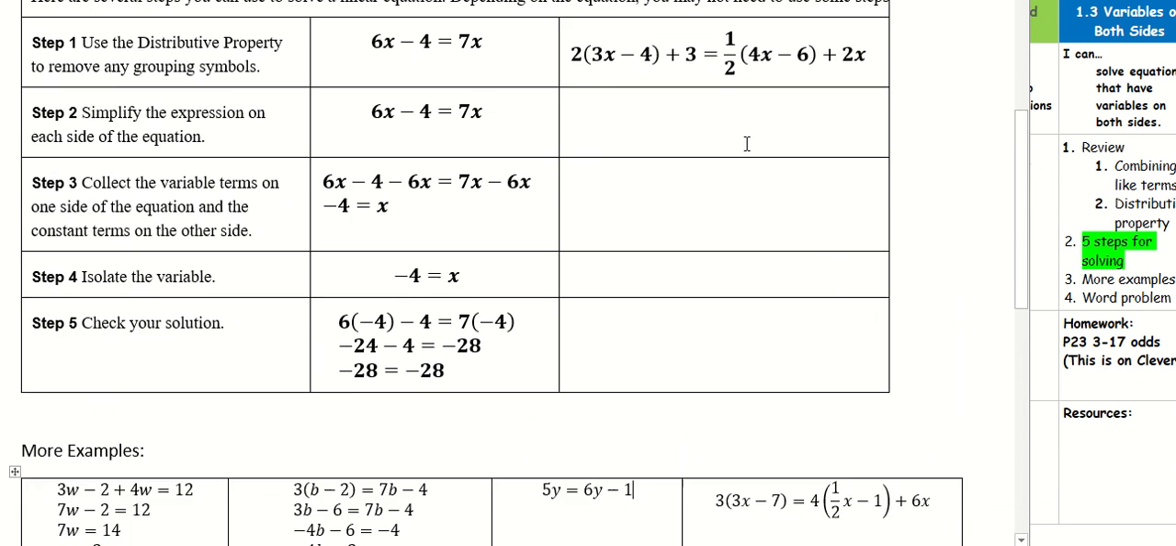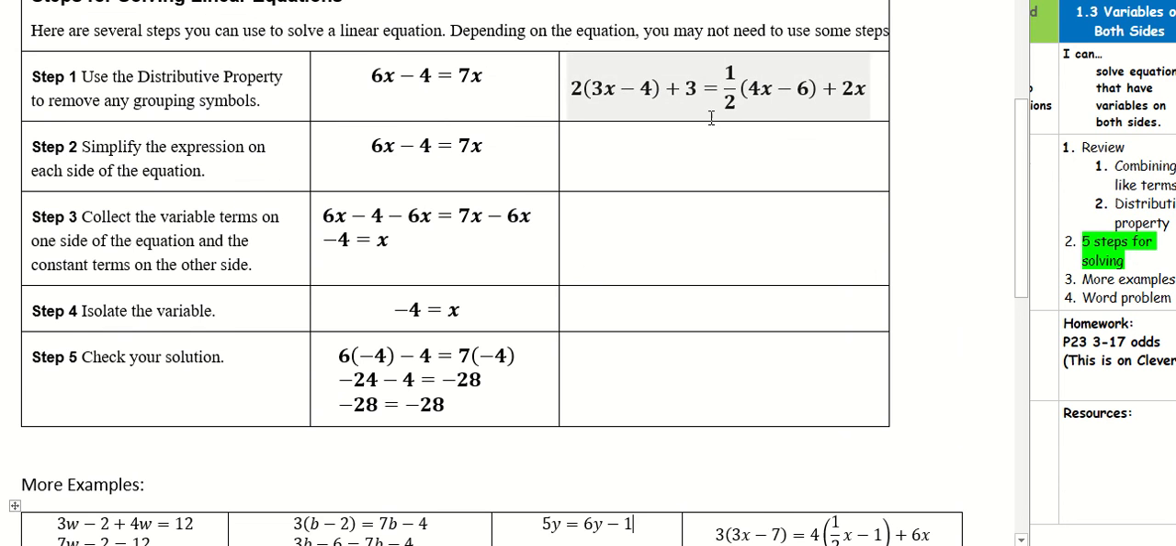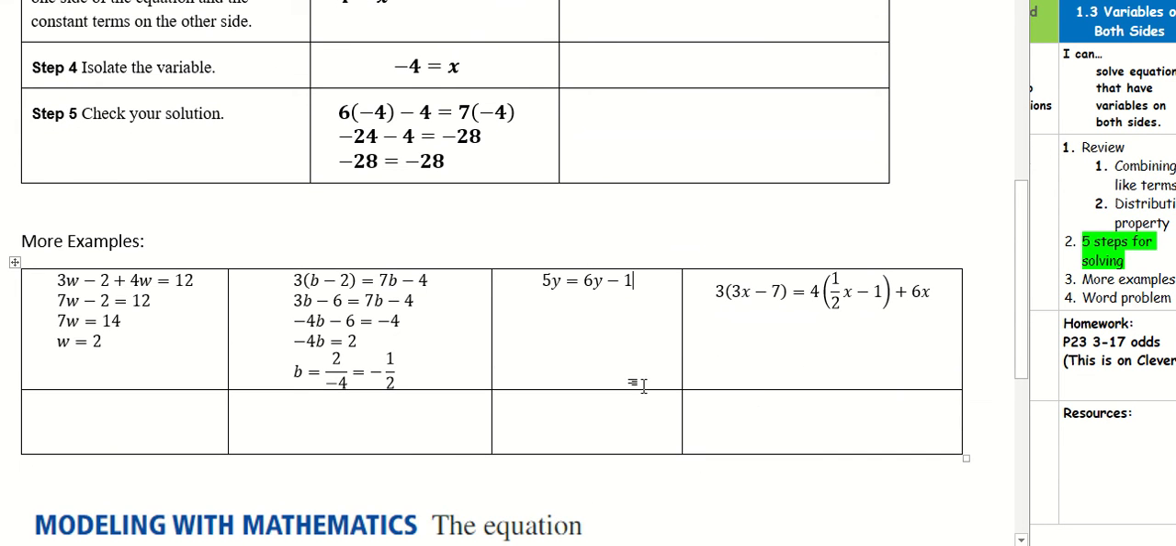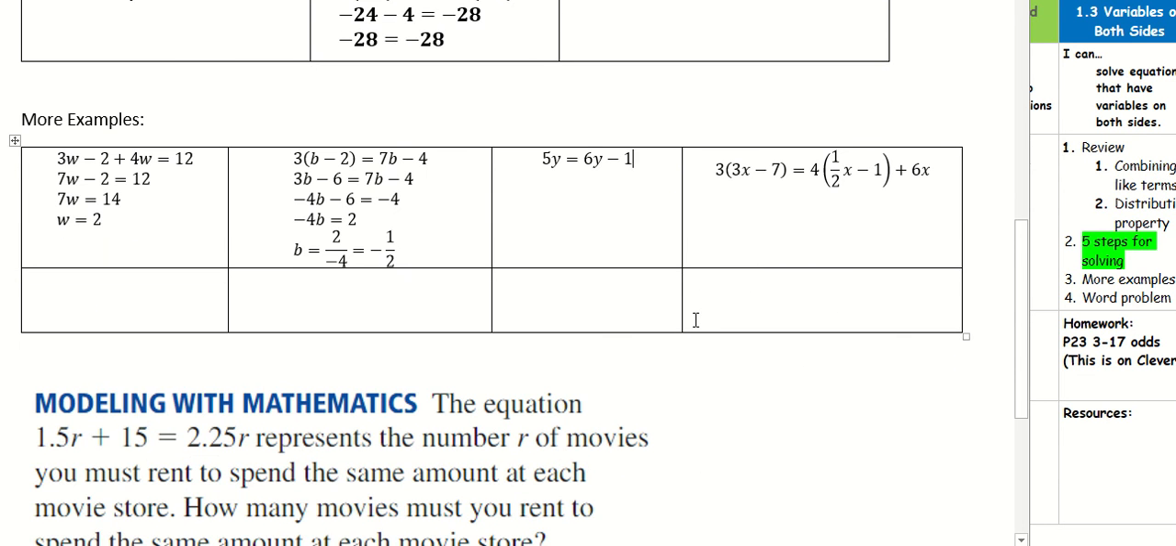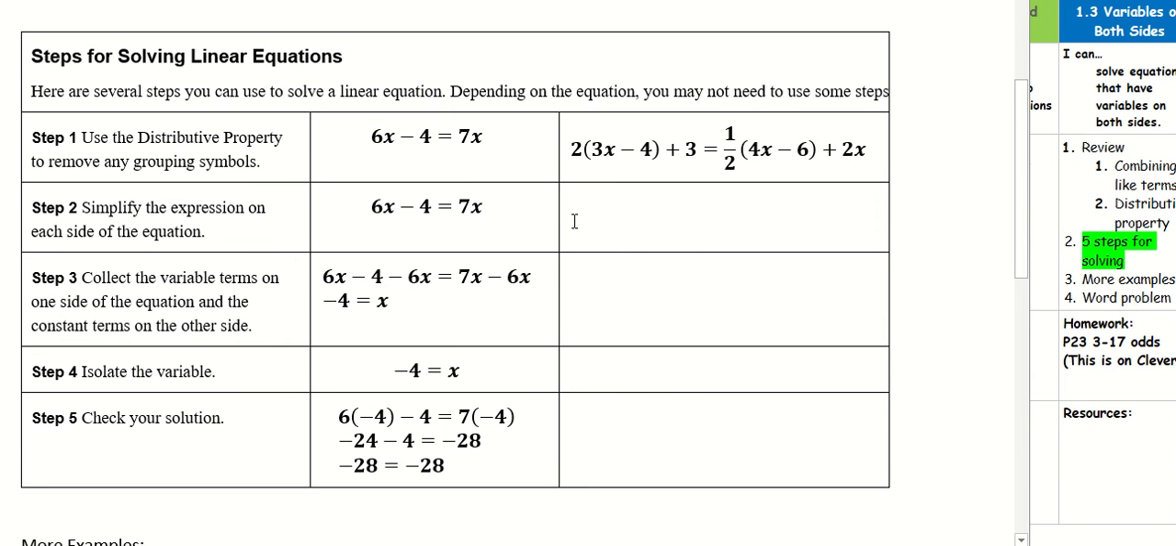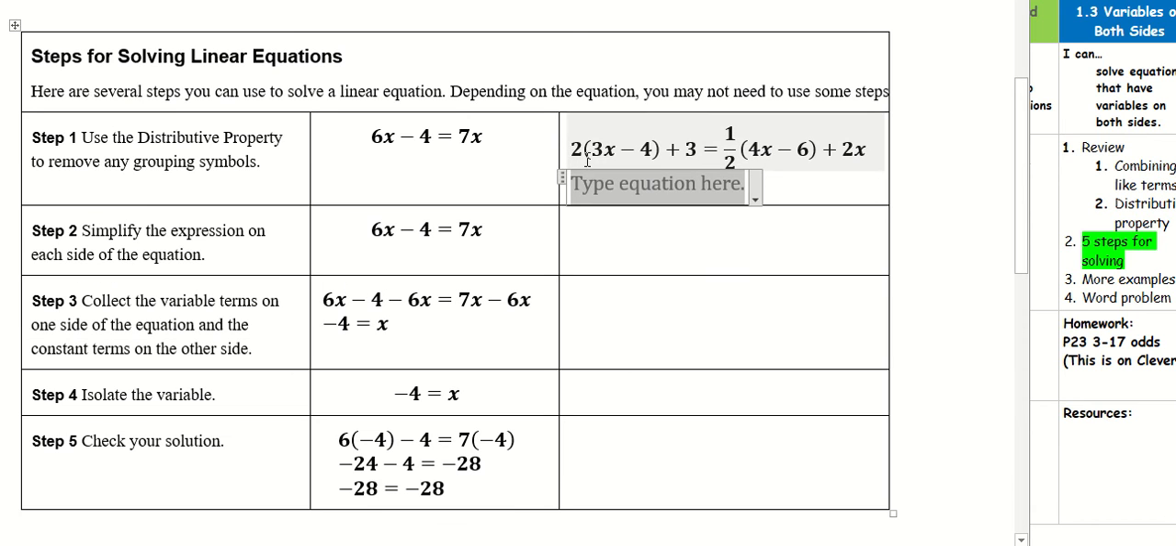I'm going to do this tough example with you. Then I'm going to have you guys do these 2 examples, and I'll just throw the answers up there, okay? So we're still on our 5 steps for solving. Use the distributive property to remove any of the grouping symbols. I have 2 sets of parentheses with a number on the outside that tells me there's 2 places where I'm going to use my distributive property.